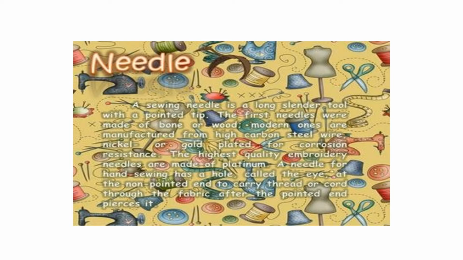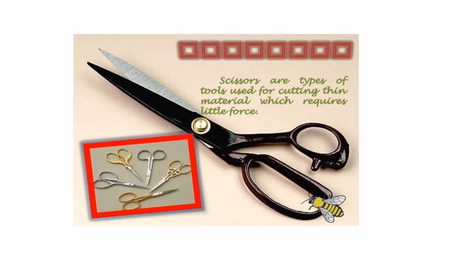A needle for hand sewing has a hole, called the eye, at the non-pointed end to carry thread or cord through the fabric after the pointed end pierces it. Another tool is scissors, which are types of tools used for cutting thin material which requires little force.